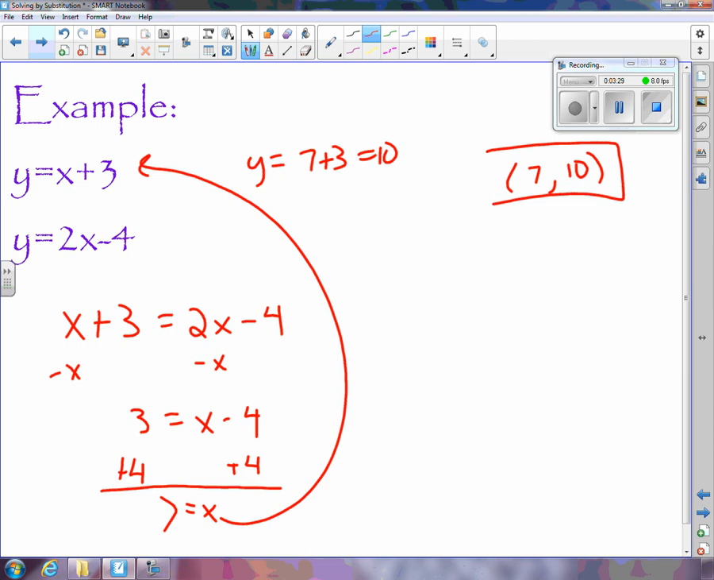So this point is the solution point. I get the point (7, 10), which is where the two lines intersect. If you want to verify this with the graphing method, you would find that these two lines intersect at the point (7, 10).